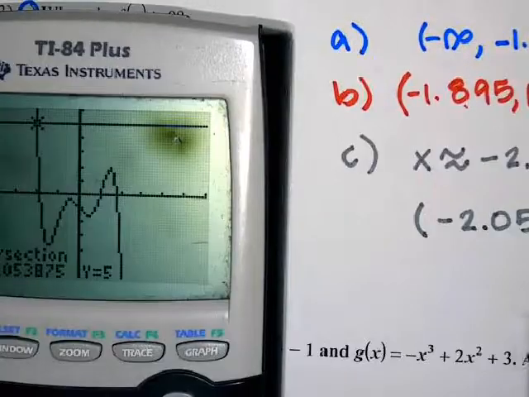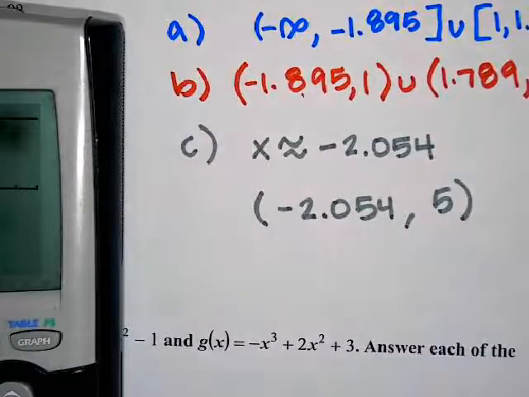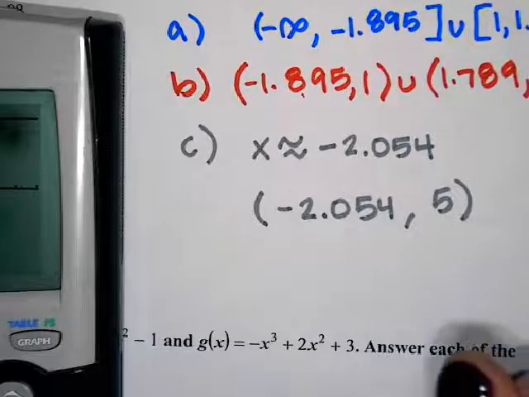What do you do after you go to that? You do second trace number 5, and then you press enter, enter, enter. Did you do second trace number 5?